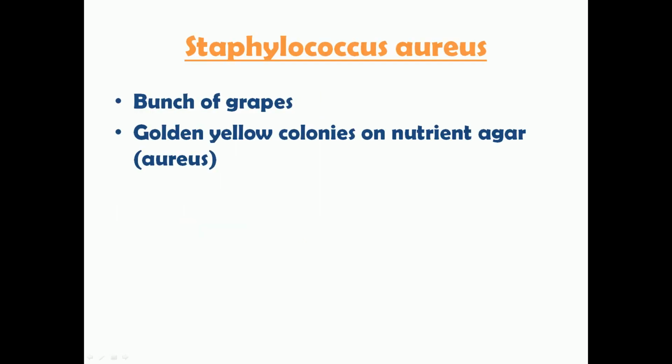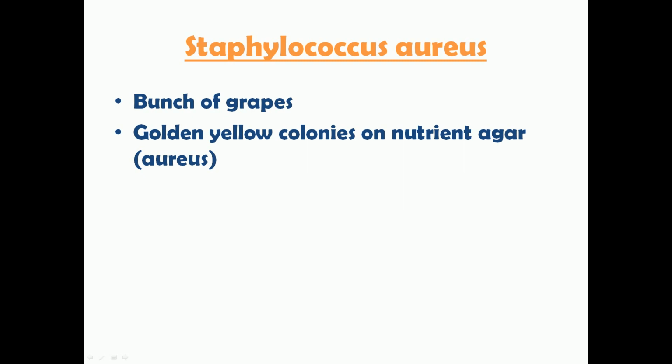Now, Staphylococcus aureus. Staphylococcus literally means bunch of grapes, as I have told earlier. This is a Greek term. Why did they keep the name aureus? Basically, when Staphylococcus aureus is grown on nutrient agar, golden yellow colored colonies are produced. So that's why golden yellow is named aureus.